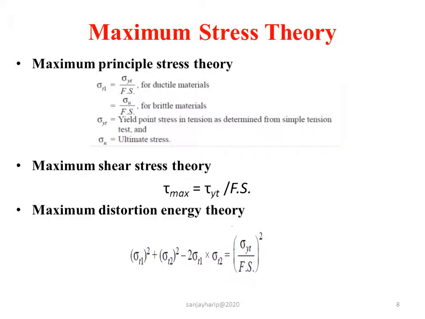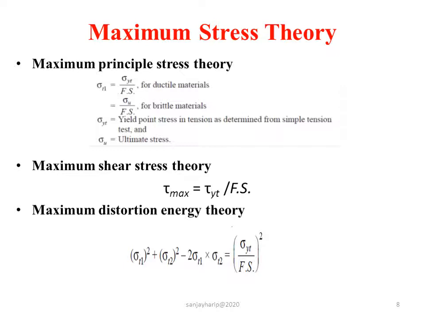Second theory, that is maximum shear stress theory. According to this theory, failure occurs at a point in a member when the maximum shear stress in a biaxial system reaches a value equal to its yield point. This theory is generally used for ductile material.